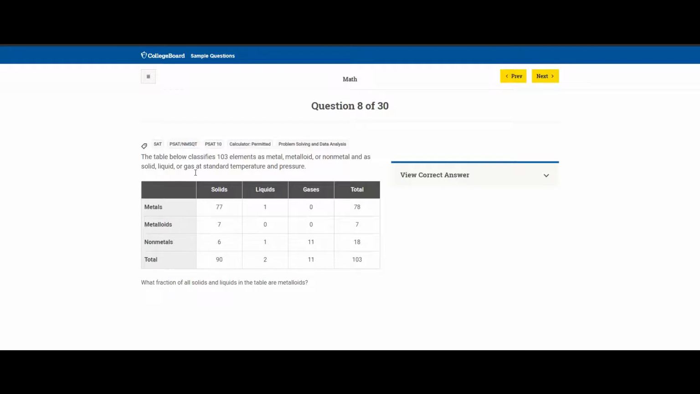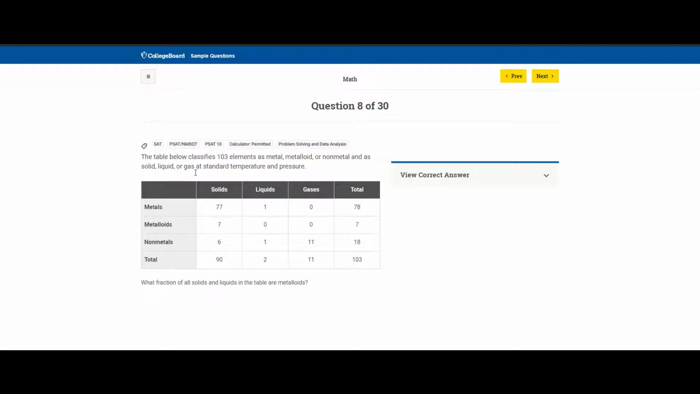The table below classifies 103 elements as metal, metalloid, or non-metal, and as solid, liquid, gas. What fraction of all solids and liquids in the table are metalloids? So, of all solids and liquids, 77. So the total is 92. Yes, the total is 92. 90 plus 2 are metalloids. 7 over 92.